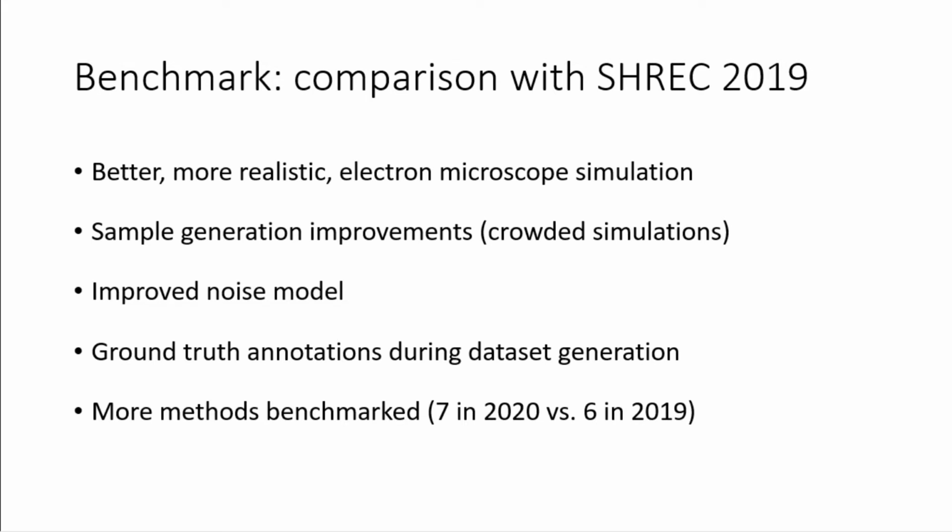This is the second edition of this benchmark. Since then, we improved in multiple ways. Most importantly, the dataset generation has been considerably expanded. We fixed multiple problems and added important improvements: better sample generation, better microscope simulation, and more precise ground truth data. In the future, we hope to publish a separate paper on our simulator. Finally, this year we have 7 methods proposed by 6 international research groups, instead of 6 methods by 5 groups.